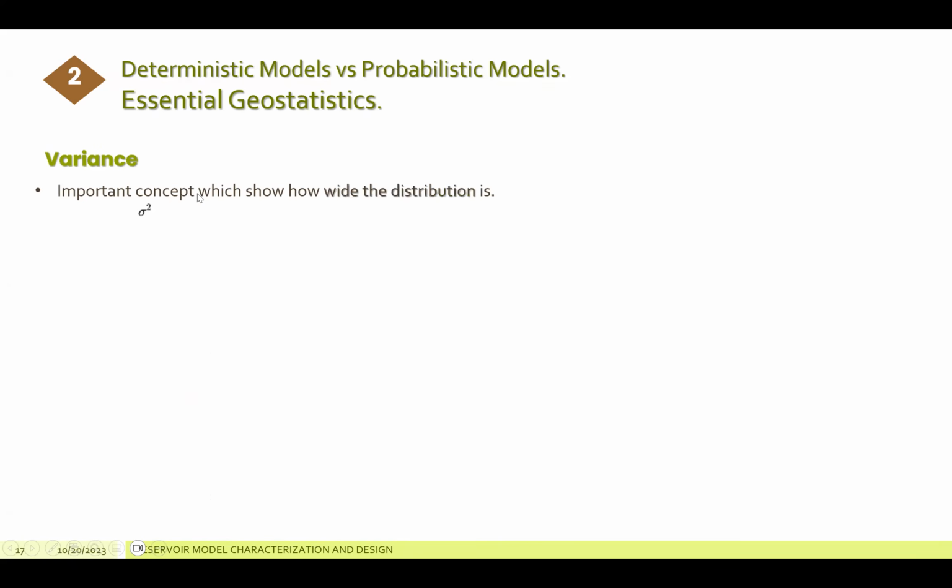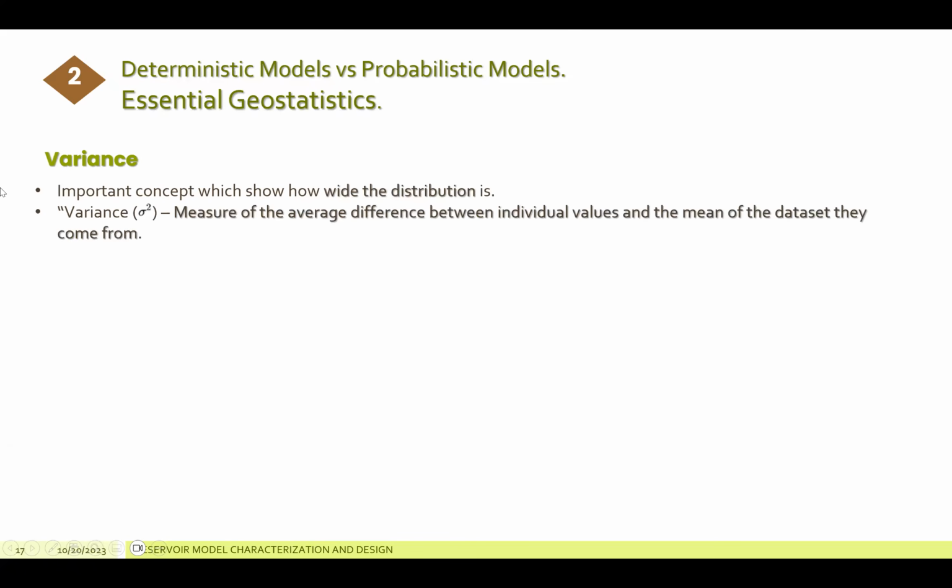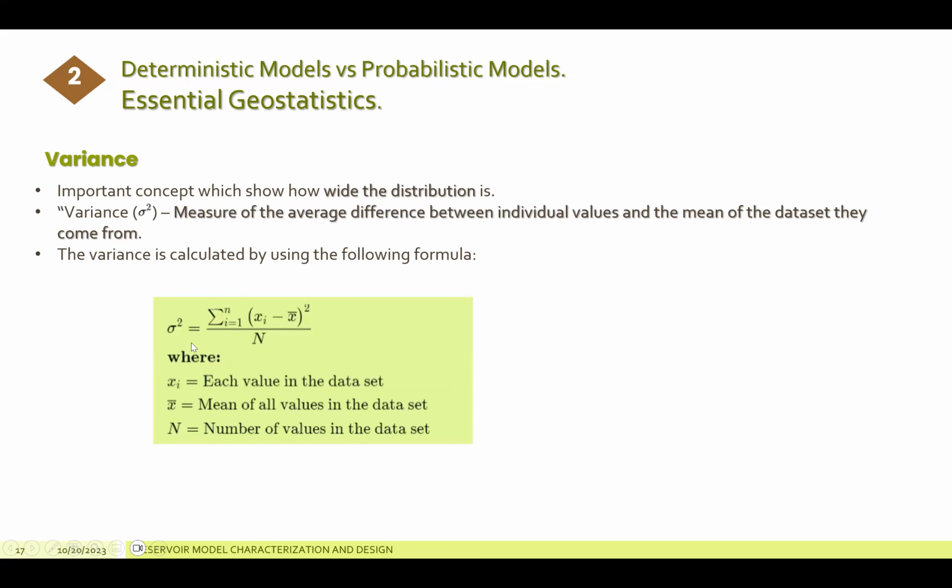The variance is an important concept, and it gives you an idea about the width of the distribution. The variance definition is a measure of the average difference between individual values and the mean of the data set they come from. It's calculated with this formula. You can see each value is a result of the difference between individual values and the mean, divided by the number of values. So this gives you an idea about the width of the distribution.